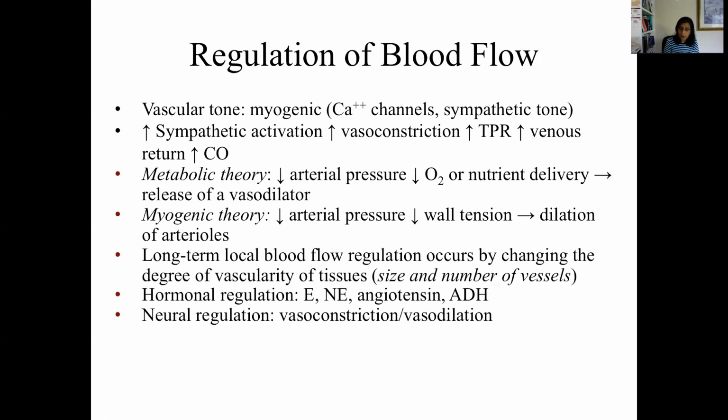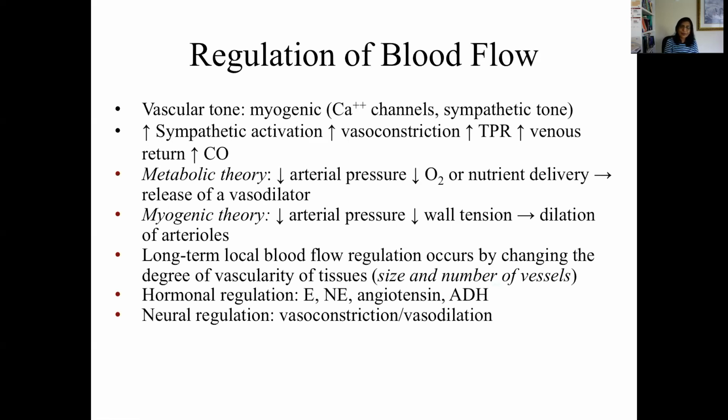The sympathetic tone: the vessels are supplied by the sympathetic system, and anytime there is sympathetic activation, that could stimulate muscle contraction. Muscle contraction causes vasoconstriction. In this example, increased sympathetic activation, increased vasoconstriction, would cause increased total peripheral resistance, and that results in changes in venous return and cardiac output. We have seen this example before, and we are looking at this again in context to the myogenic regulation of blood flow.